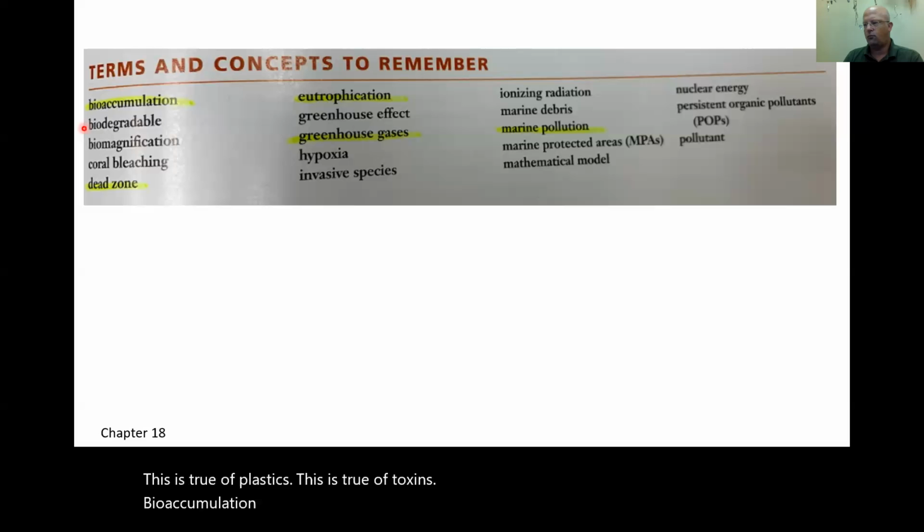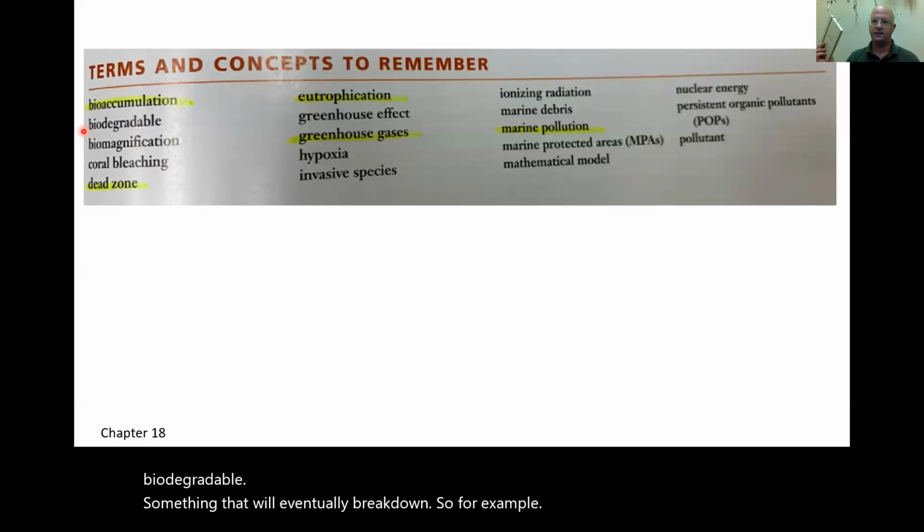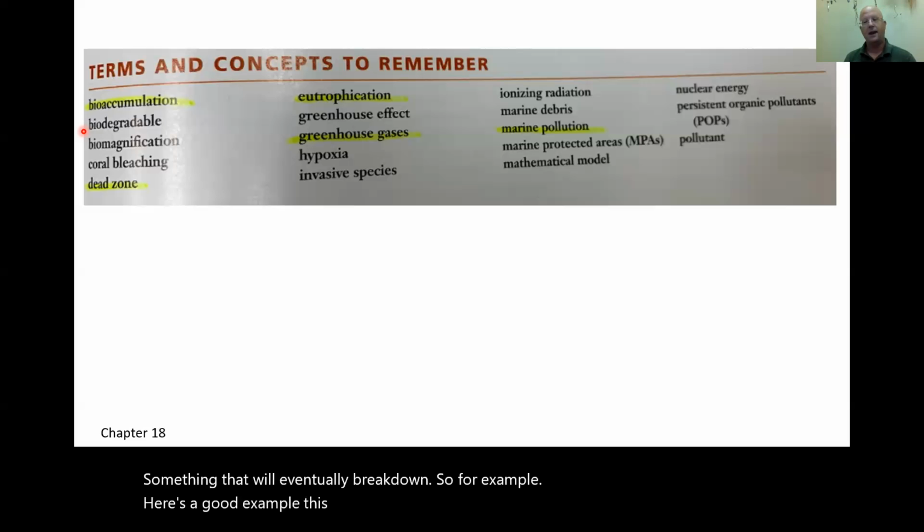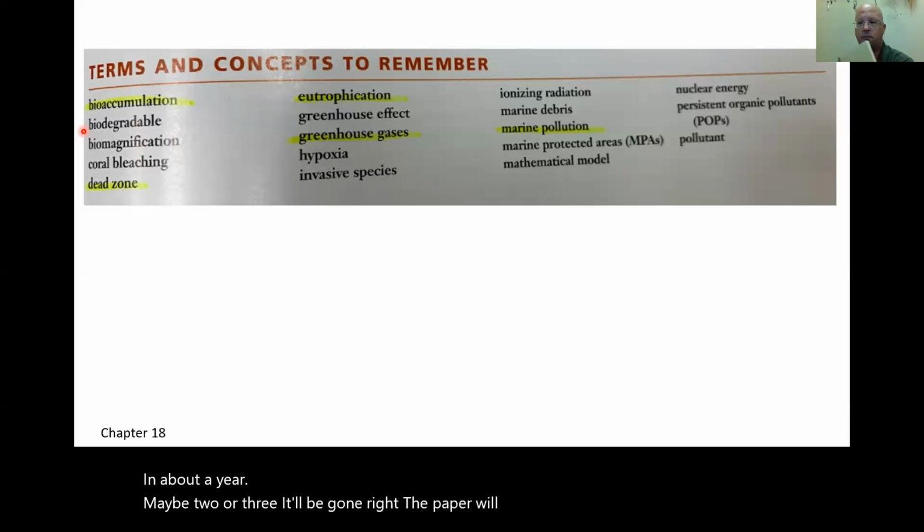Biodegradable is something that will eventually break down. So for example, here's a good example. This notebook is made out of paper. If I take this notebook and I put it outside, in about a year, maybe 2 or 3, it'll be gone, right? The paper will break down, the rain, the wet, the sun, animals, it'll just disappear, right?